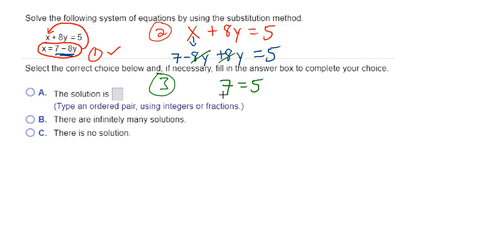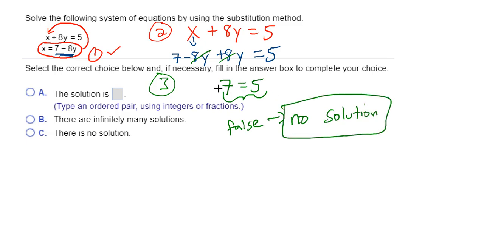So if your variables disappear and you get something that is false, like we did this time, right? 7 does not equal 5, that's false. That means your system has no solution. If it comes out true, if we had gotten 5 equals 5, that means there's an infinite number of solutions to the system of equations. And so that's how you'll tell the difference between those two special cases. So this time it was no solution because it was false. If this had worked out to be a true statement, we would have selected infinitely many solutions instead. All right, so be on the lookout for those special outcomes.